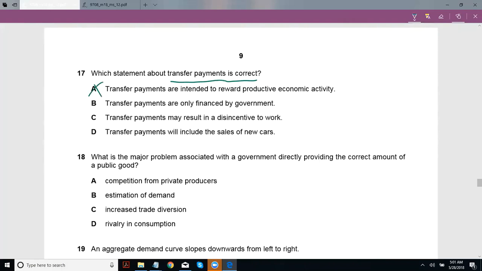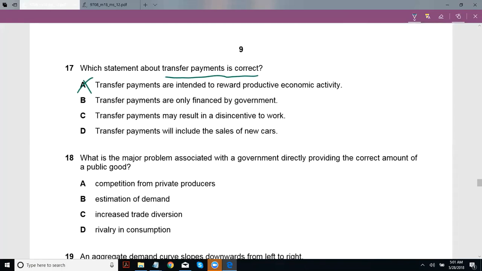Quite the opposite. They're not paid as a reward or as a payment for economic activity. Transfer payments are only financed by the government? No, your grandma can give you some pocket money. That's also theoretically a transfer payment.